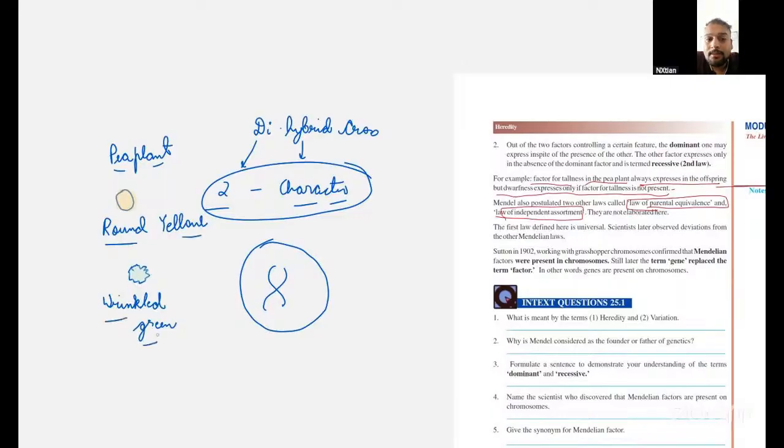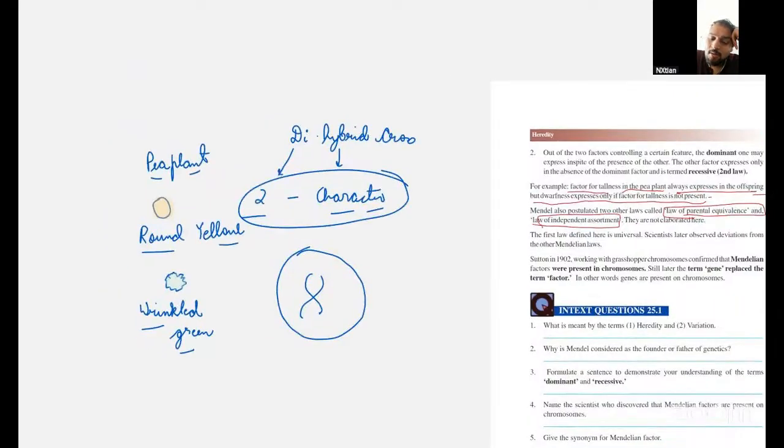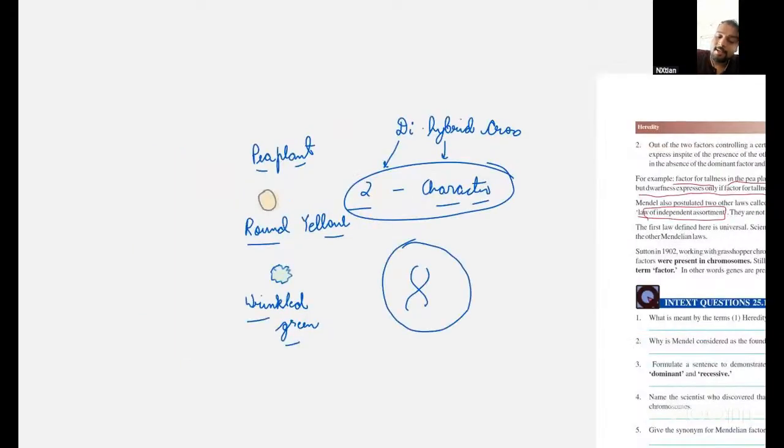Are you getting my point? Yes or no? So round is the pea plant seed shape, like the pea. That is round. And yellow is yellow in color. In the same way, wrinkled is the outer covering of a pea, which is wrinkled, and green means green in color. Round yellow, you can write it as capital R, capital R, capital Y, capital Y. This is called round, and this is called yellow.